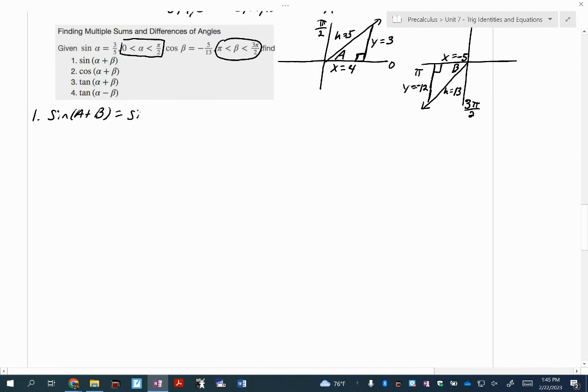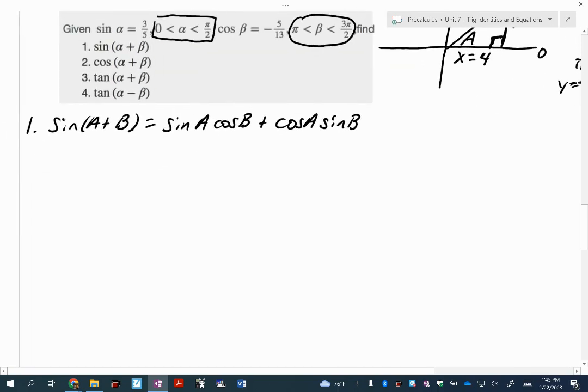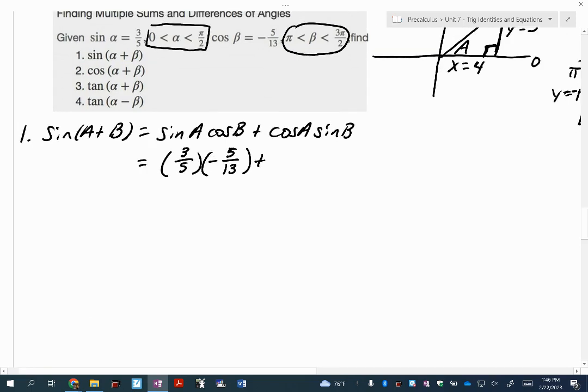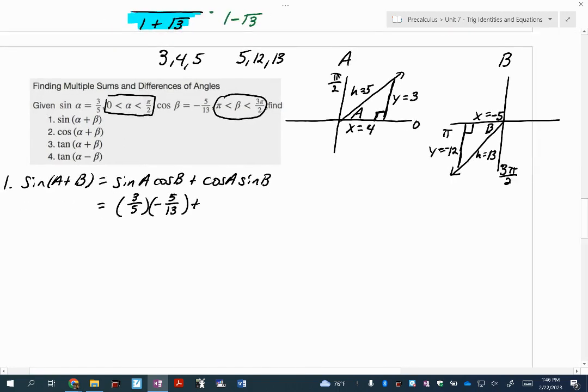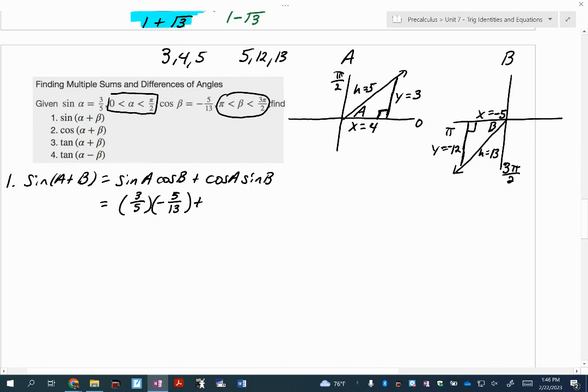So using my formula, that's the sine of A times the cosine of B plus the cosine of A times the sine of B. Now we know the sine of angle A, that's 3/5. We know the cosine of angle B, that's negative 5/13. But we're going to use these triangles over here, the drawings that I made, to find the cosine of angle A and the sine of angle B.